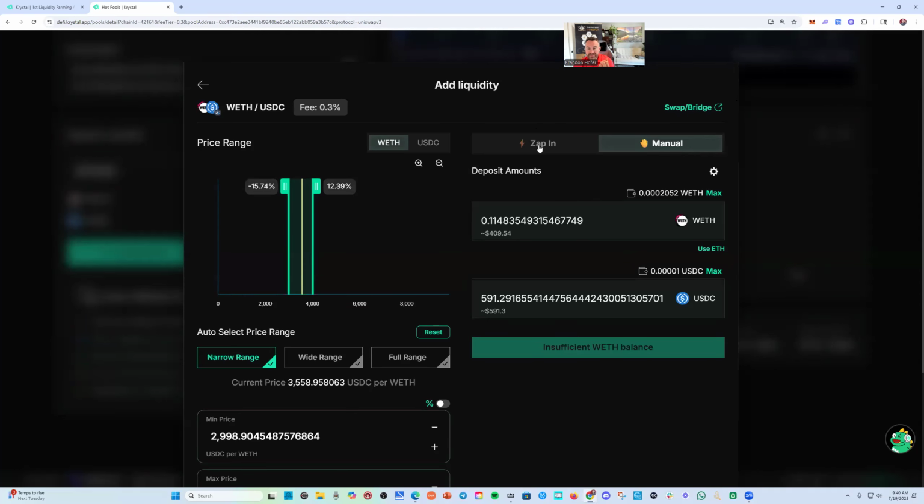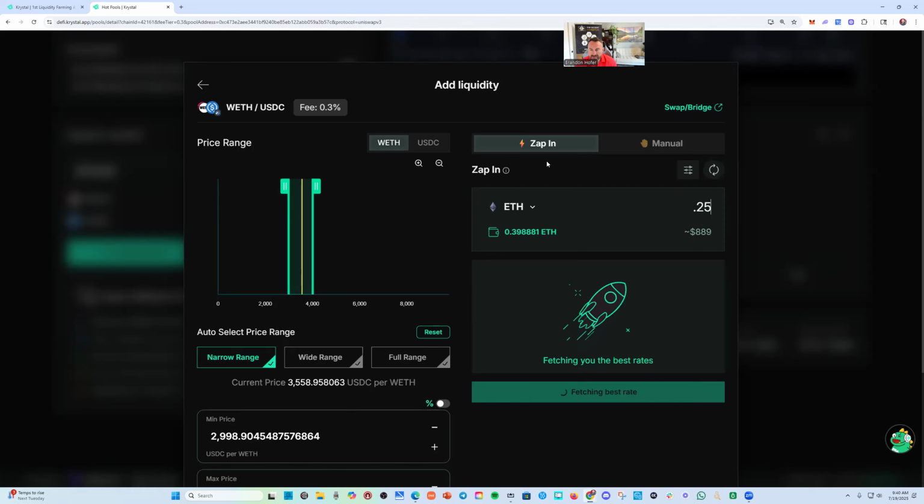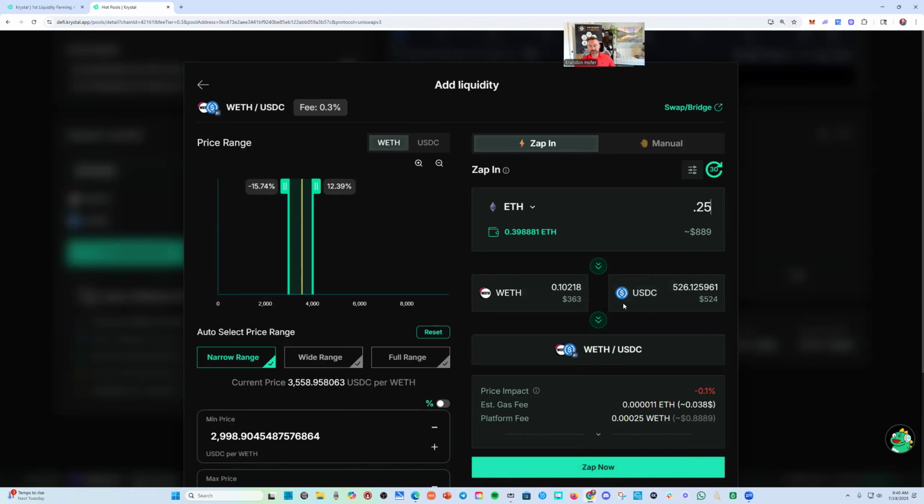However, I'm going to select Zap in. What this allows me to do is deposit just one of the assets. In this case, I'm going to deposit ETH. Crystal, on my behalf, is going to automatically swap a portion for wrapped ETH and a portion for USDC in order to make a pair that's perfectly balanced. So let's say I'm going to do my 0.25 here. That's about $889 worth of Ethereum. It's going to get me a quote.